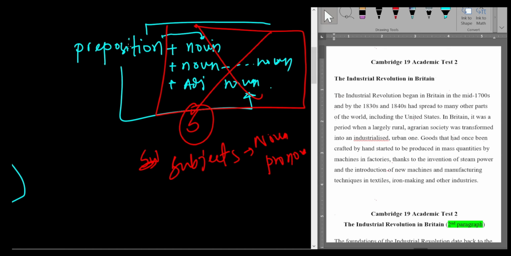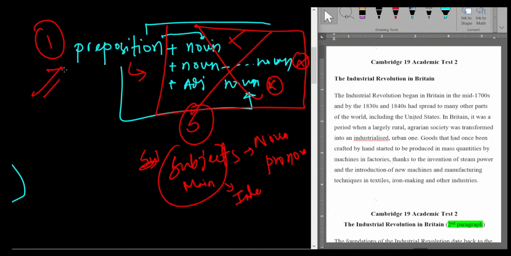But if the noun is after the preposition, then we will not consider these nouns as our subject, meaning our main subject. What we're finding is the main subject and the main verb, and the main subject will be from the independent clause. We will not find the independent clause, but we will find the main subject. So to find the main subject, we will consider this rule 1.